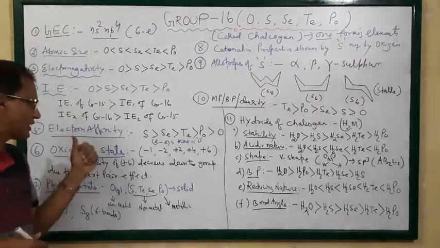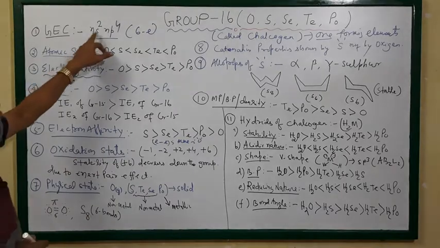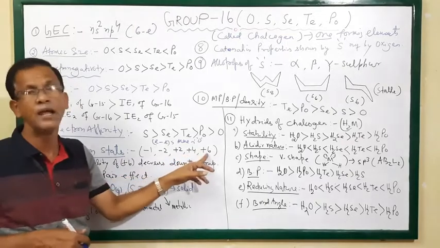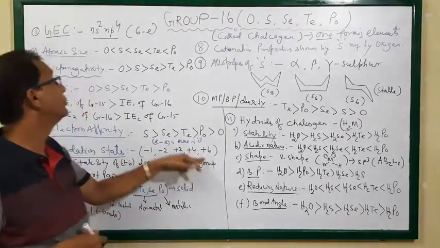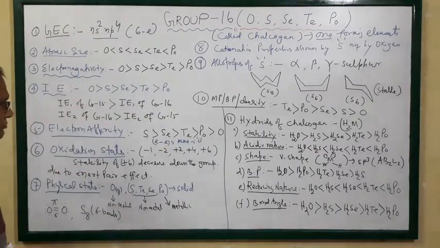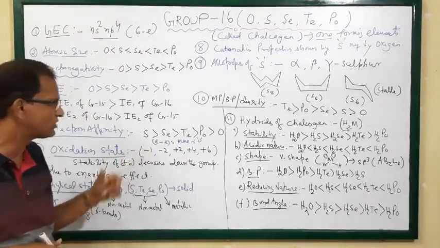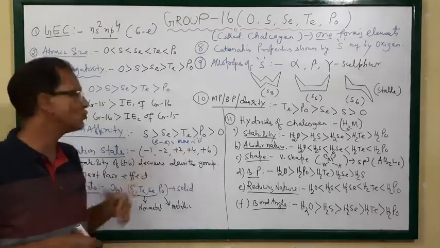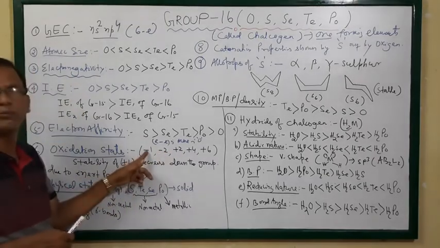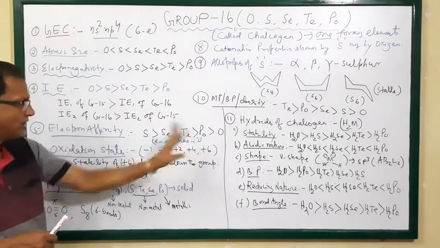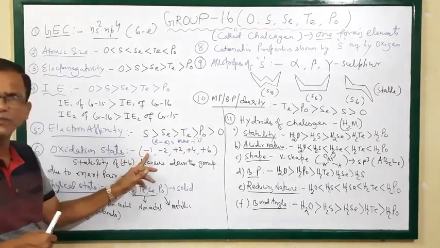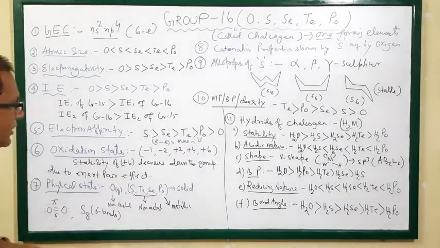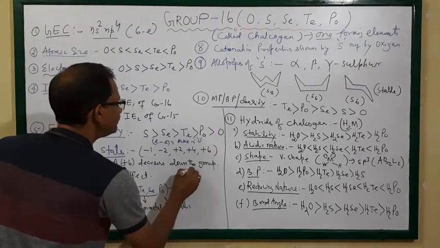Then what are the oxidation states? As they have ns2np4, 6 electrons in their outermost shell, they show a maximum oxidation state of +6. But oxygen generally shows +2, -2 and -1. -1 is the peroxide state, -2 is the oxide state, and +2 is observed only in OF2.